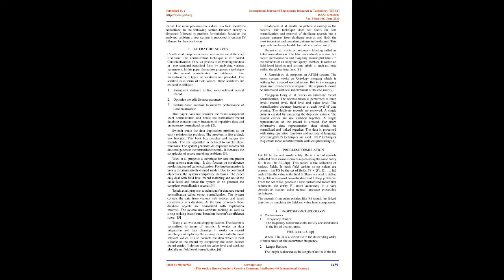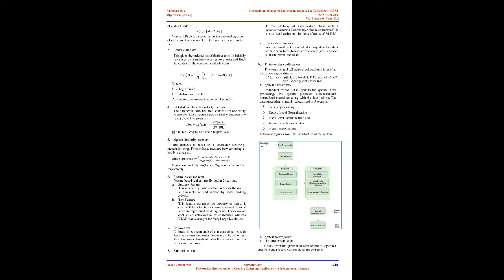1.3. Problem formulation. Let E1 be the real-world entity. Re is a set of records collected from various sources representing the same entity E1. Re equals R1, R2, ..., Rp. This record is the collection of various fields. In each field various string values are present. Let Fs be the set of fields, Fs equals F1, F2, ..., Fq, and Ri. Phi is the value in the field Phi.